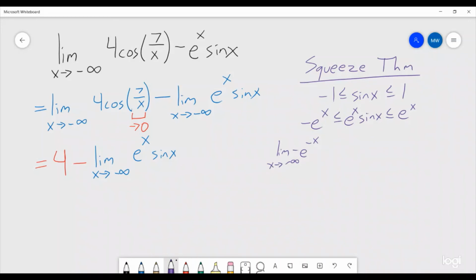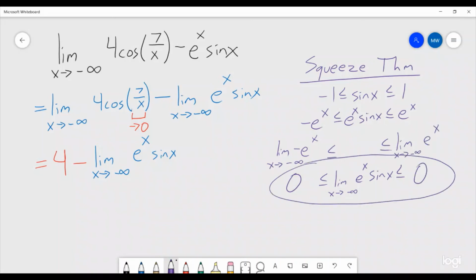Oops, I put the negative in the wrong spot. Let me fix that real quick. The limit as x goes to minus infinity of negative e to the x, that's just equal to 0. Then we are left with the limit as x goes to minus infinity of what we actually care about, e to the x sine x. And then we need to figure out what e to the x is doing. The limit as x goes to minus infinity of just e to the x is 0. So that means this limit has to be going to 0.